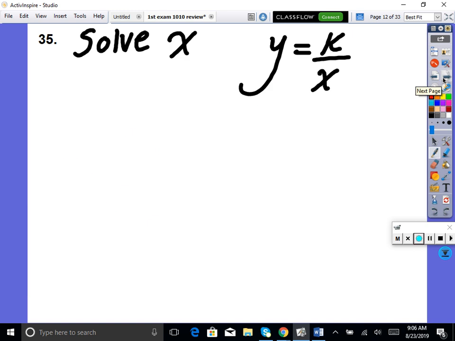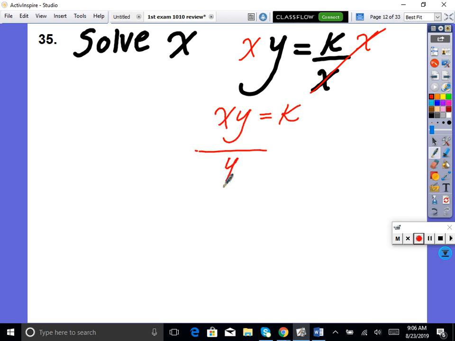All right, solve for x. So we get x alone. So I'm going to times by x to both sides. It divides out. xy equals k. Solve for x, so we divide by y. And we have x is equal to k over y.